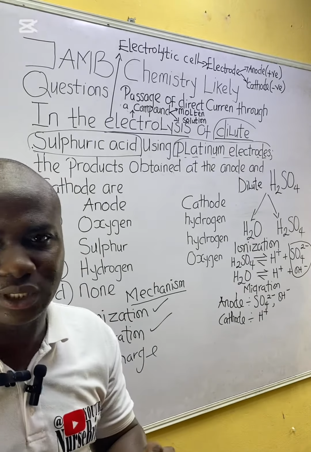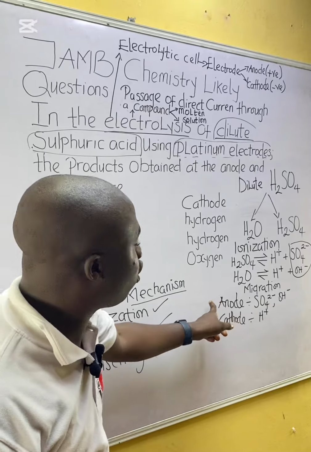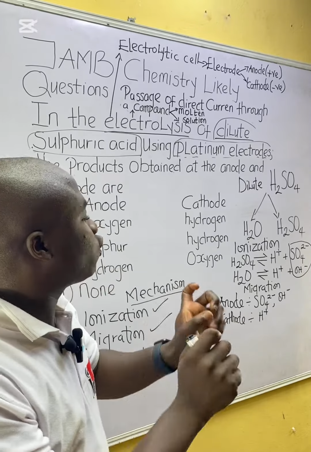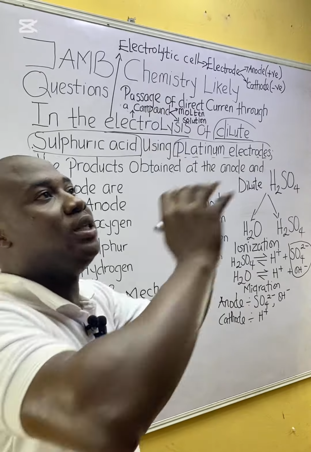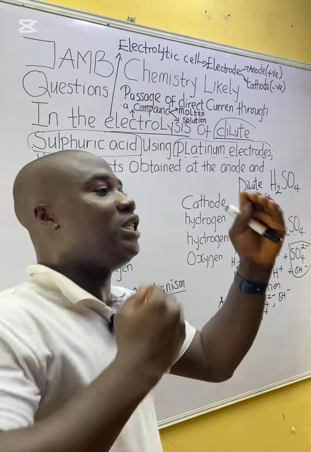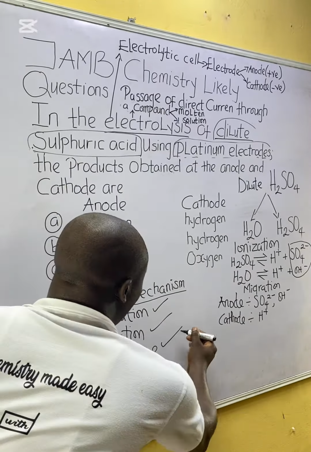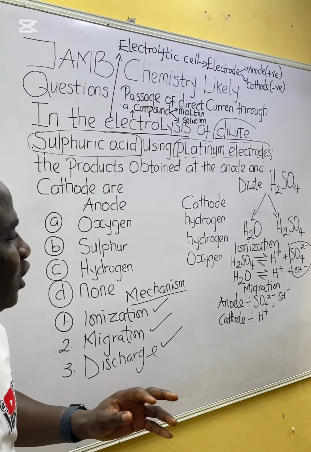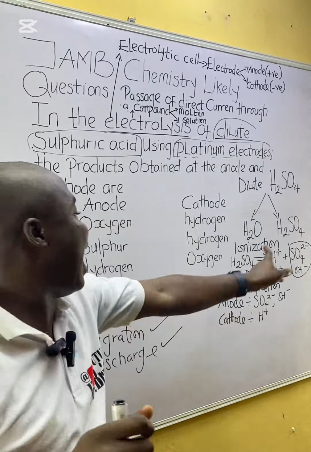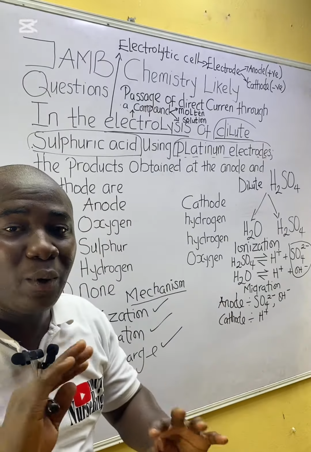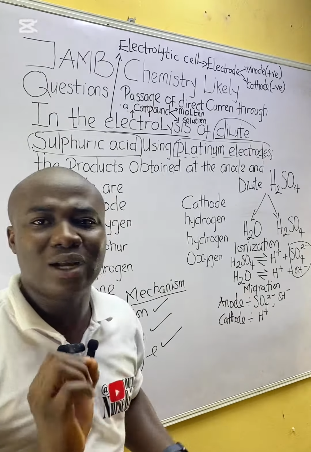Watch closely. Now, first of all, let's work with the anode. Between SO4 2- and OH-, which of them will be discharged? Because we are in the last mechanism, which is called discharge, the one that will be discharged determines what we'll get as our product at the anode. Are you understanding the point? It's very easy. And how do we know the one that will be discharged?